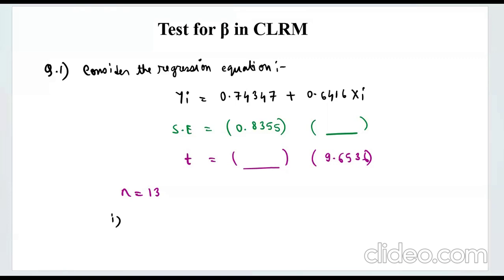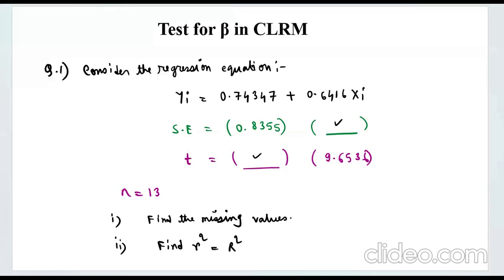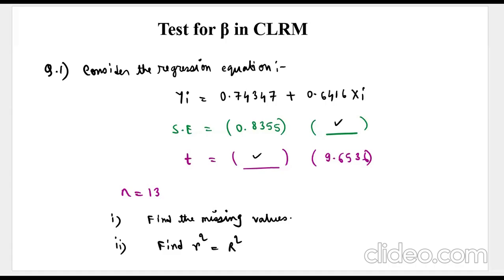Now, what are the things that you need to find out? First thing is find the missing values. Missing values means this value and this value. These are the two values you have to find first. And the second thing is find R square. Now in a two variable model, this R square is nothing but the coefficient of determination, right? This we have proved earlier. So basically you have to find out small r square, which equals capital R square, right? So these are the things that you need to find out. Now, how do you solve this? Okay, so let us solve this question.